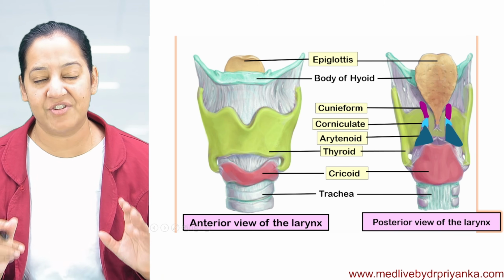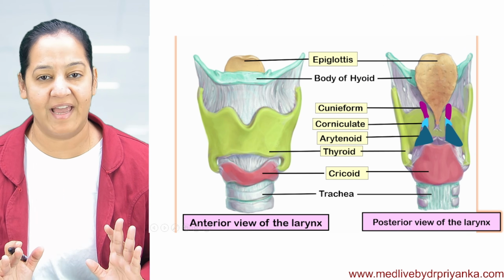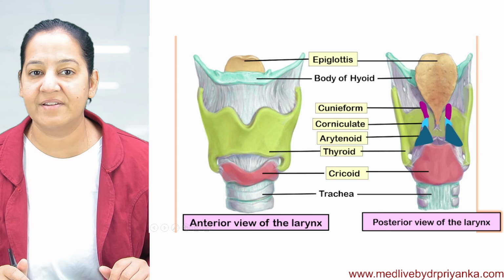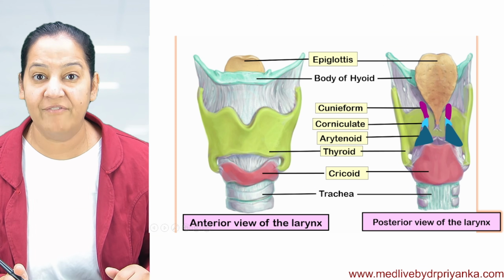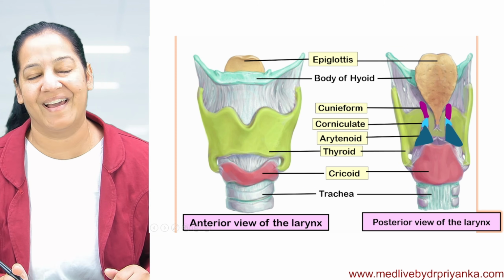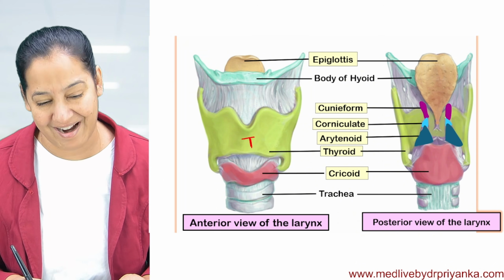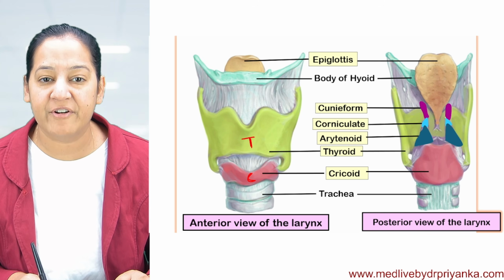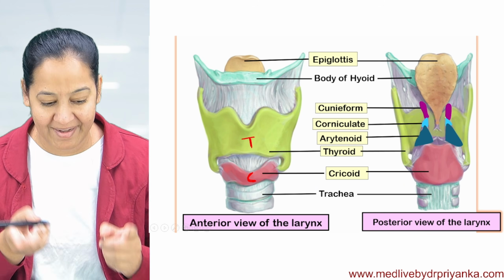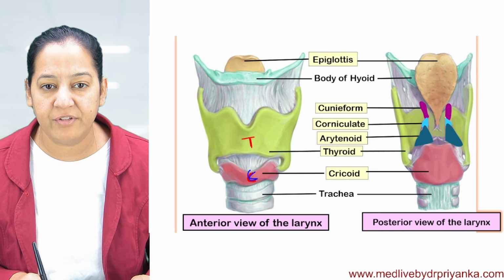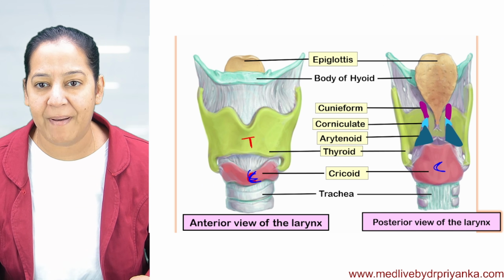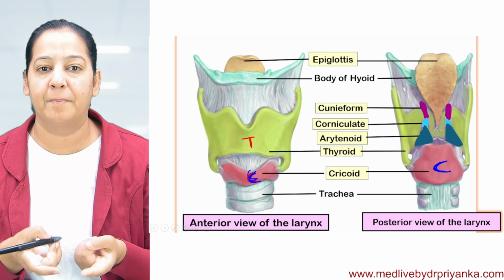This is the basic diagram of the larynx. I guess everyone can understand this diagram. How many cartilages do we have? We have 3 paired and 3 unpaired, total 9 cartilages in the larynx. You can see in this diagram, this is the thyroid, the central cartilage. Below the thyroid, we have the cricoid. The cricoid is the only complete ring. You can see this is the front of the cricoid, and this is the back of the cricoid.